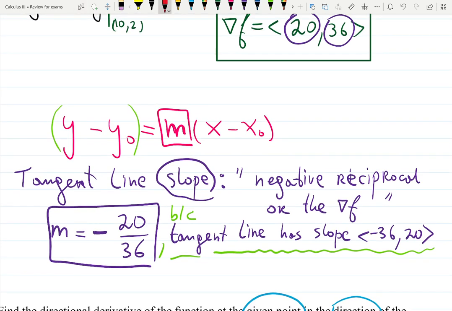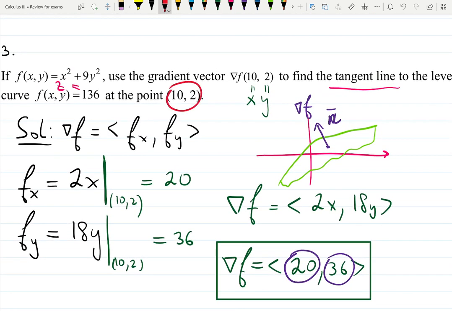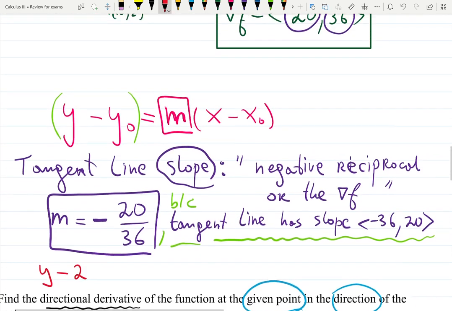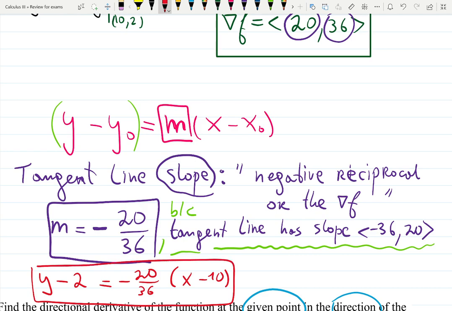So the answer will be, we have the equation in front of us, y minus 2, where the 2 came from the point. X sub 0 and y sub 0 were given. Y minus 2 equals minus 20 over 36 times x minus 10. That is the final answer. Let me zoom in.